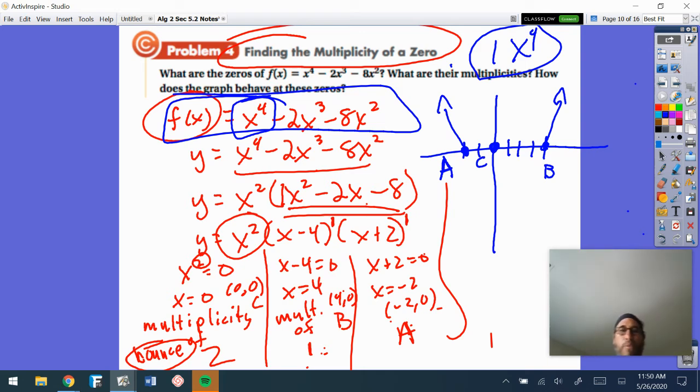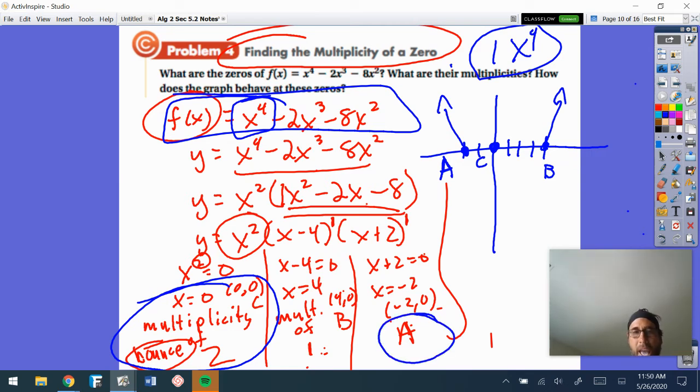And then I have to remember at multiplicity, at 0, 0, it bounces. What does that mean? At A, it goes through because it was a multiplicity of 1. And at B, it goes through because it was a multiplicity of 1. Okay, so it's got to bounce at C, go through at A, and go through at B.